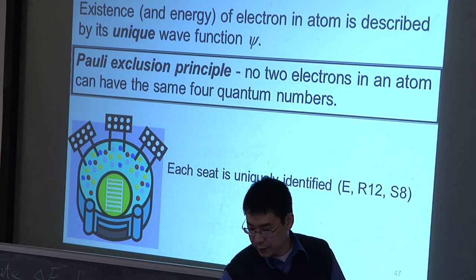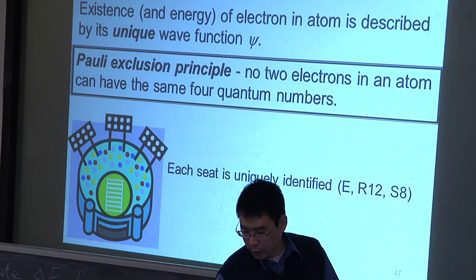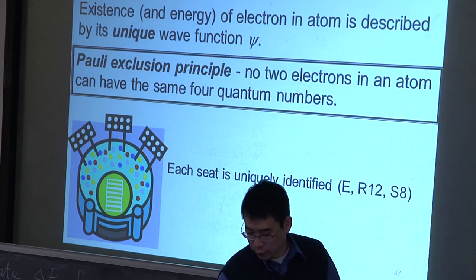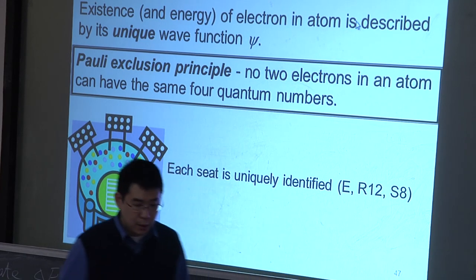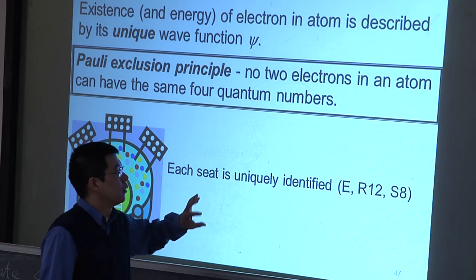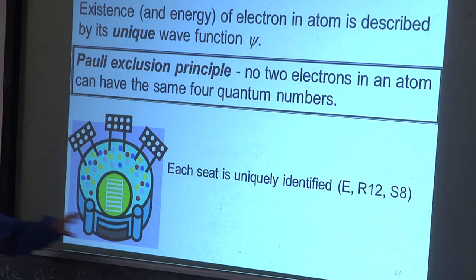If you're thinking about an electron, you have to go to the right principal energy level, then you have to go to the right L, right? Then you have to go to the right orbital, then you have to go to the right spin. Okay, we're going to take a deep breath. We're going to stop there.